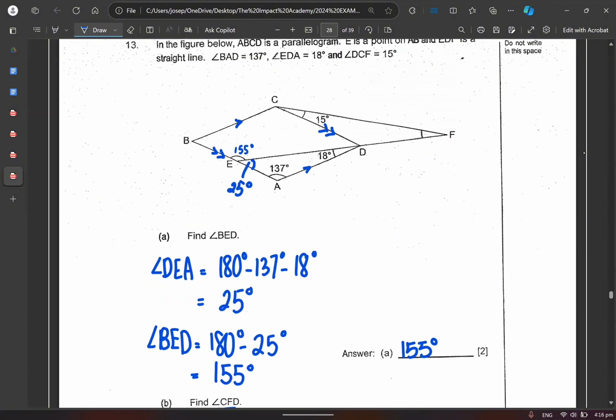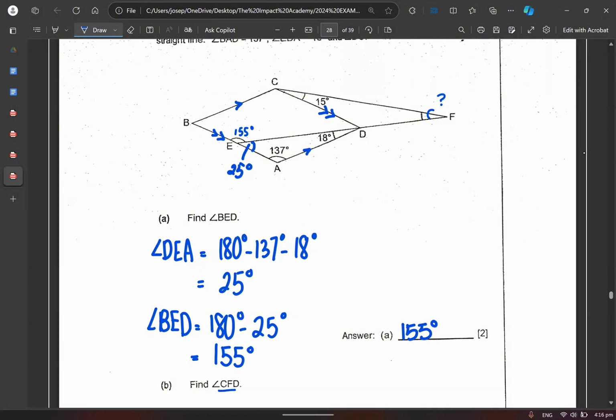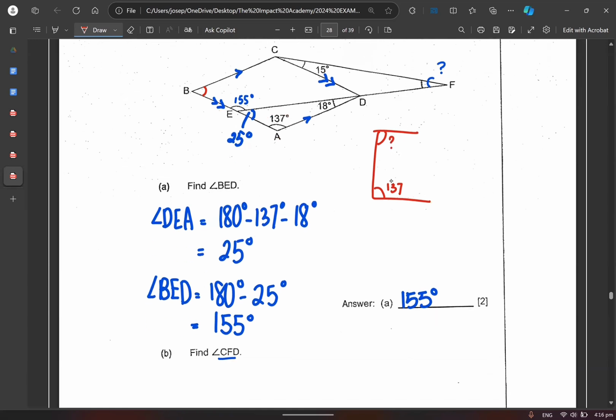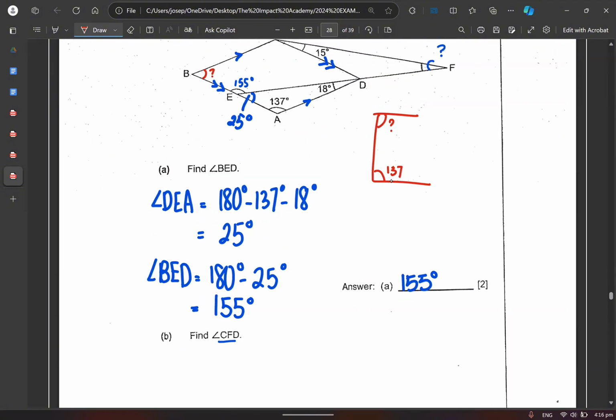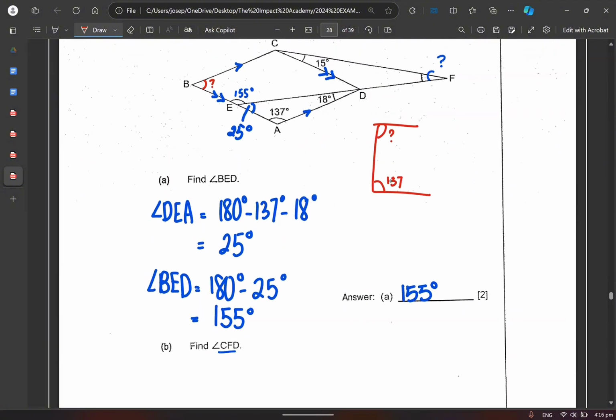They say angle CFD. Where is CFD? CFD is this question mark over here. True, right? So what you want to do is go step by step. I would say to find out what this angle is first, because remember, this is a parallelogram. Can you see these are parallel? It means that angles within parallel lines add up to 180 degrees. So when this is 137 degrees, to find this part I simply do 180 minus 137 degrees. The reasoning for that is what we call interior angle.